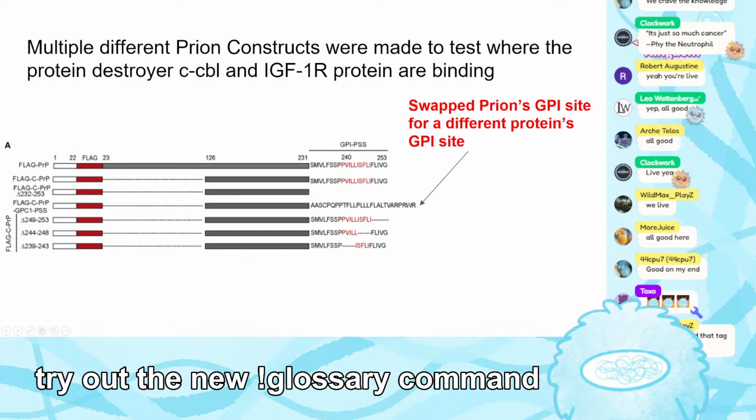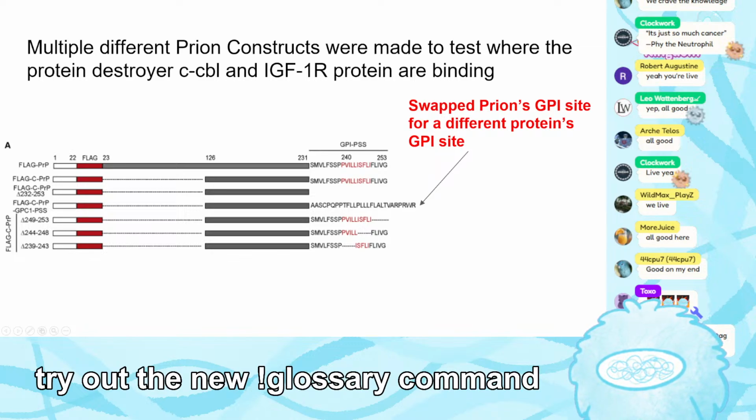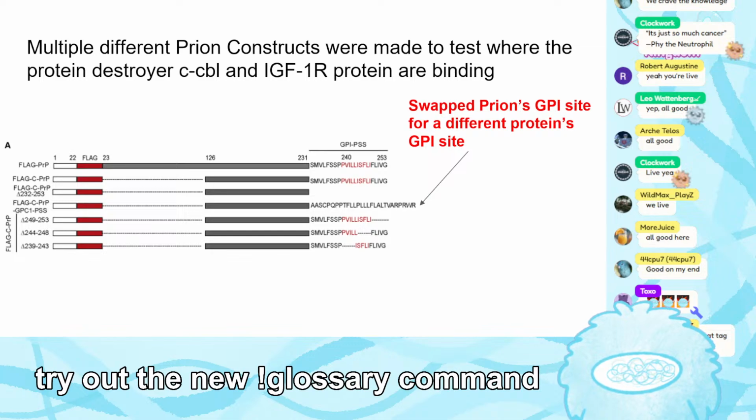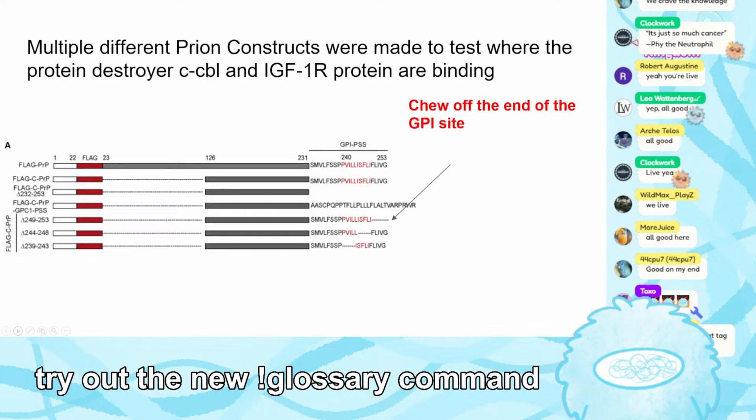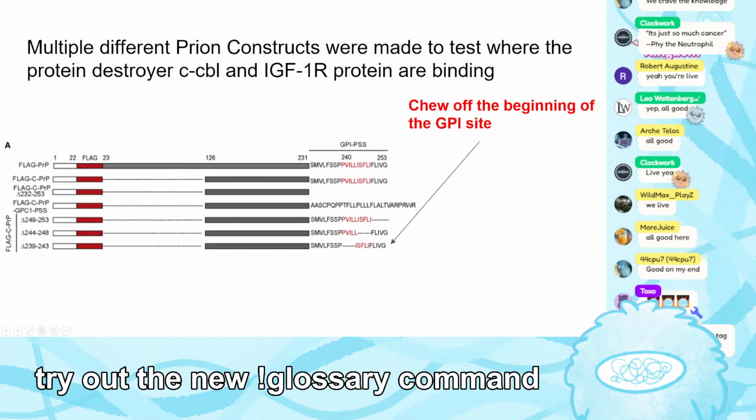Here, in this construct, we swapped the prion's GPI site for a different protein's GPI site. So this is asking the question, is this interaction mediated just by the general presence of this GPI region of a protein? So that's, I think, a very fun and interesting control. Here you chewed off the end of the GPI site, here you chewed off the middle of the GPI site, and then here you chewed off the beginning of the GPI site, right? GPI site highlighted in red here.